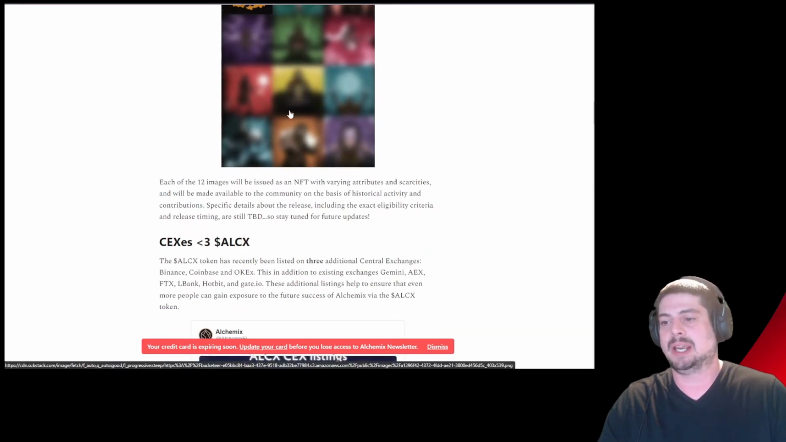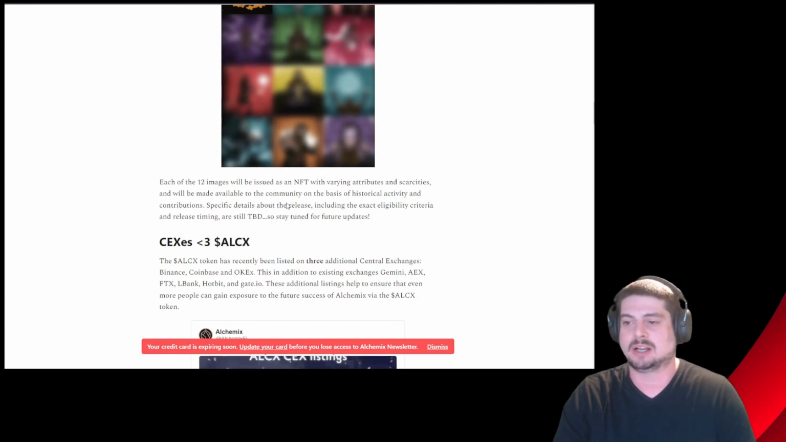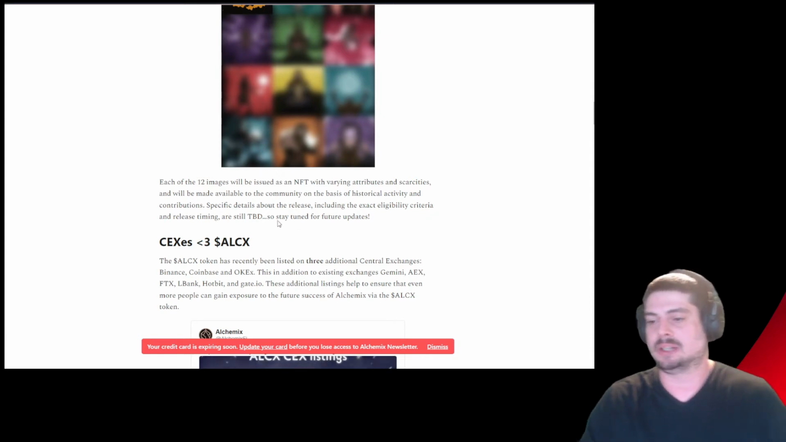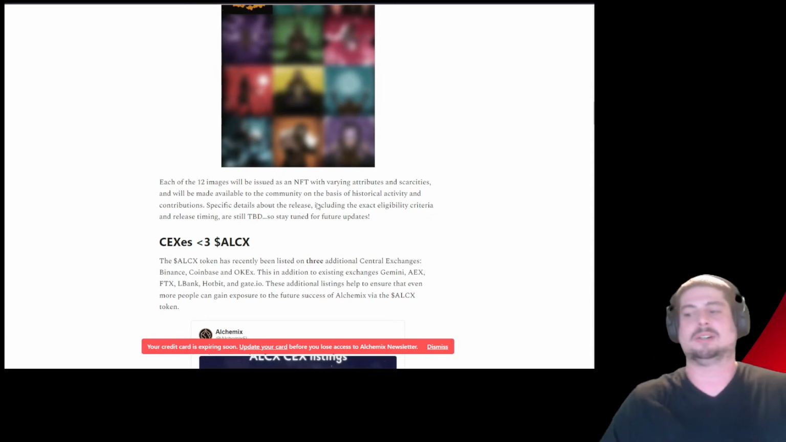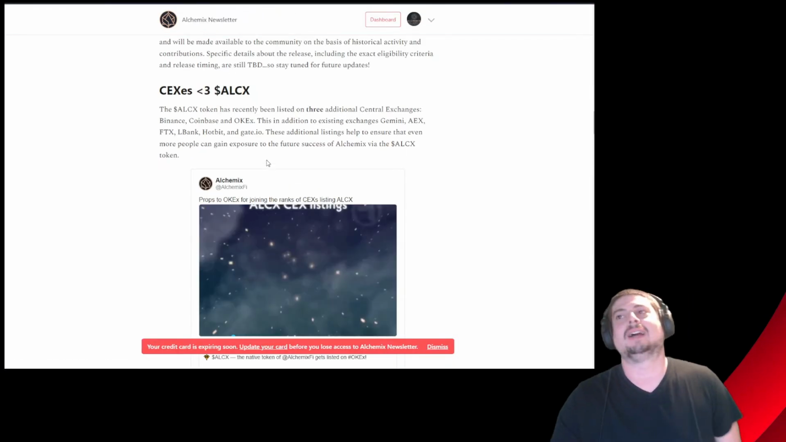Each of the 12 images will be issued as an NFT with varying attributes and scarcities and will be made available to the community on the basis of historical activity and contributions. Specific details about the release, including the exact eligibility criteria and release timing, are still to be determined. Oh my God. Oh my God. Sexy. We love it.